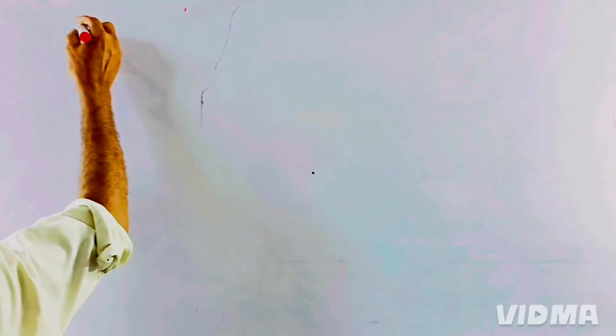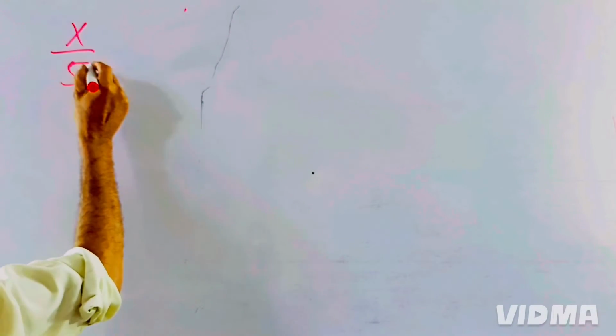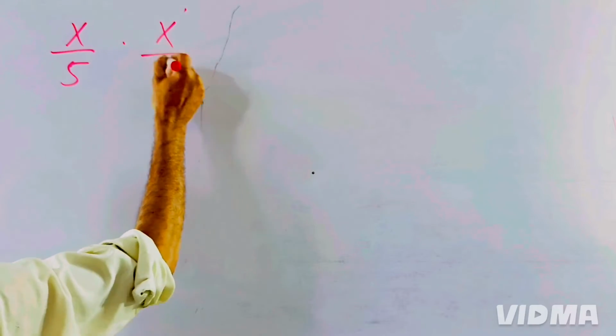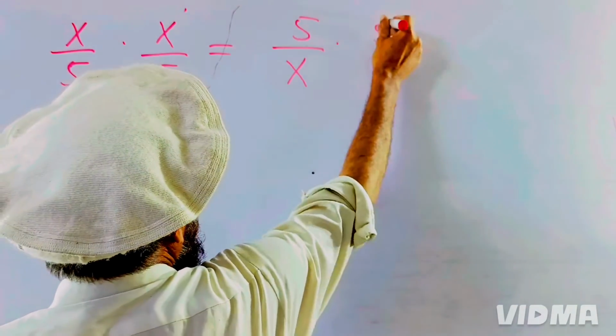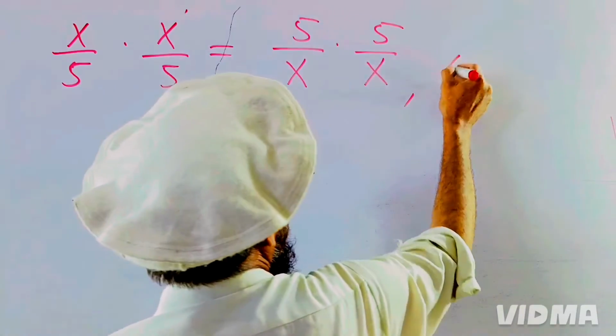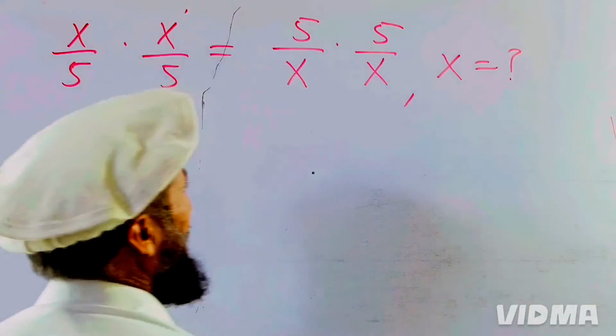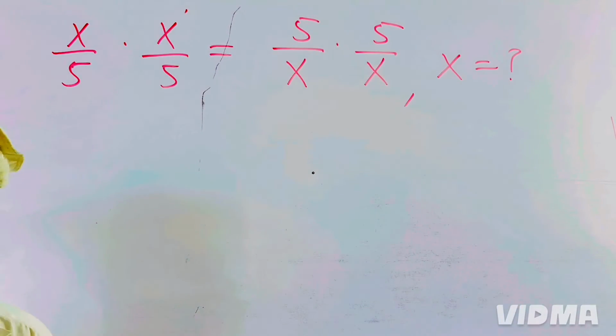Today we have a new tricky equation for you. x^(x/5) · x^(x/5) = (5/x)^(5/x) · (5/x)^(5/x). How can we calculate the value of x, which is unknown? Very tricky question, logical question.